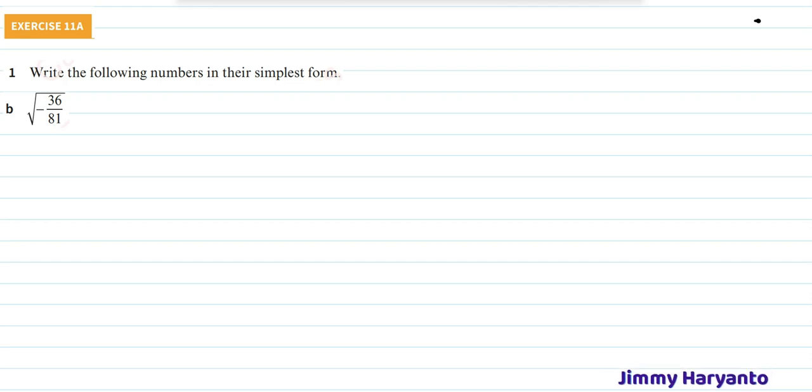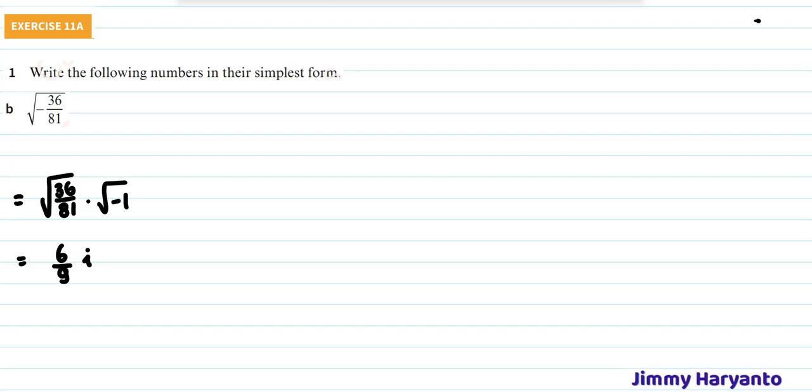First, exercise 11a, write the following numbers in their simplest form. For this one, I will separate the 36 and 81 with the negative 1. So you'll have the square root of 36 over 81 times the square root of negative 1. If you calculate this, you will have 6 over 9 as the result, and this one is i. That means the final result is, or you can simplify the 6 and 9, divide by 3, so you'll have 2 over 3i. There you go.